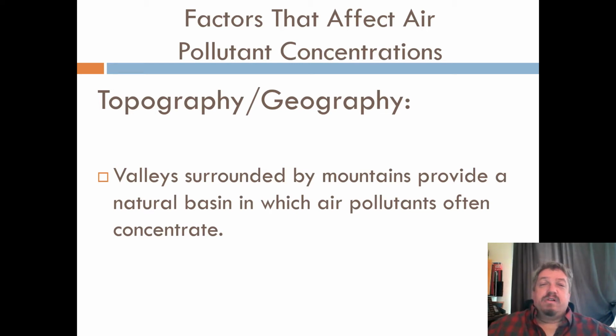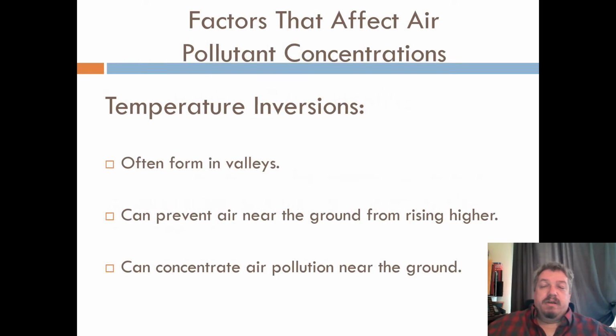Well, the actual geography around the area. Valleys, areas with high sides, almost like a bowl, can actually act to trap the air and any pollution in it, so it concentrates, especially if you get one of those temperature inversions we talked about. Temperature inversions form in valleys quite often. You have the high sides of the valley and the low part in the middle, and the high sides will sometimes warm faster and create that lid.